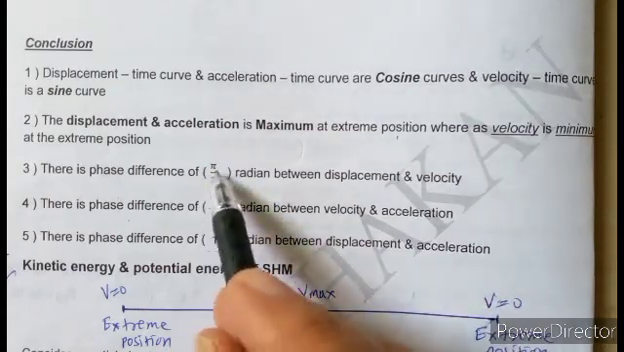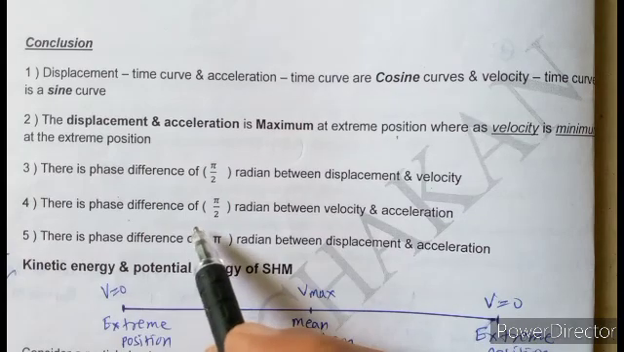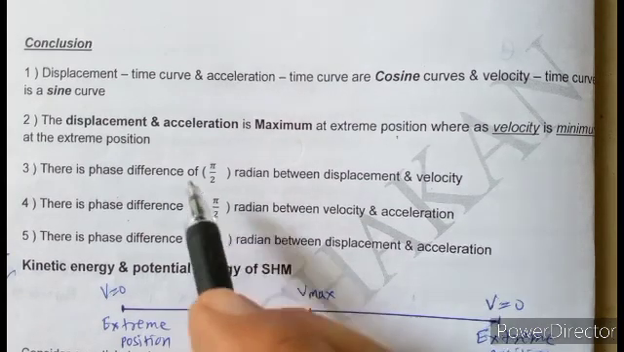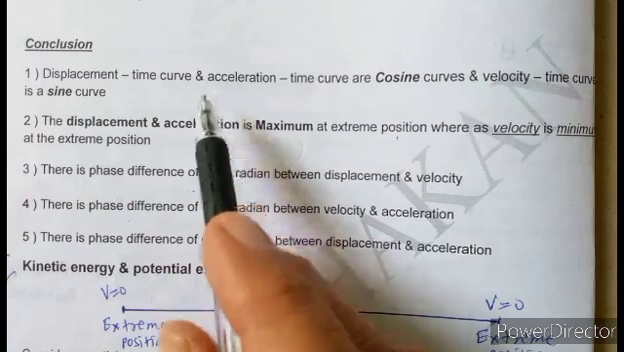These 3 points are similar to those when the particle starts from the mean position. Only the change is in these 2 points.